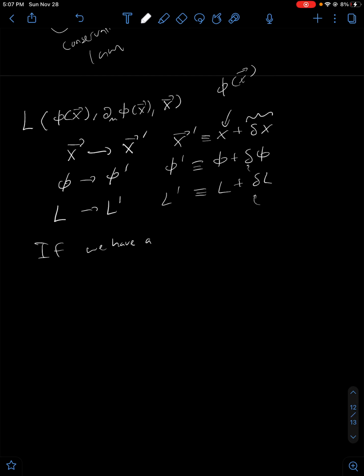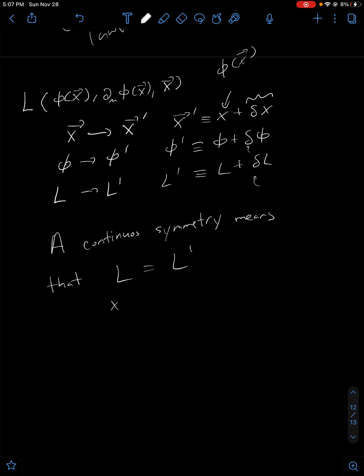So a continuous symmetry just means that L equals L prime for the transformation of x to x prime. Yeah, so x to x prime, if L equals L prime, we have what we call a continuous symmetry.